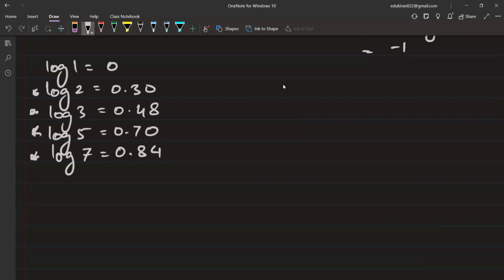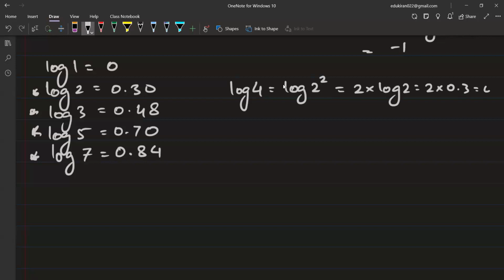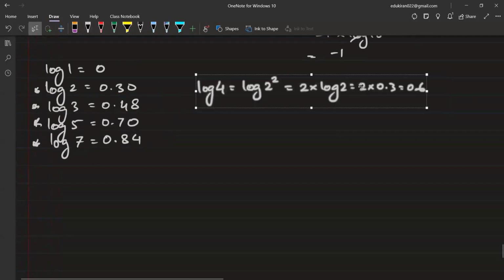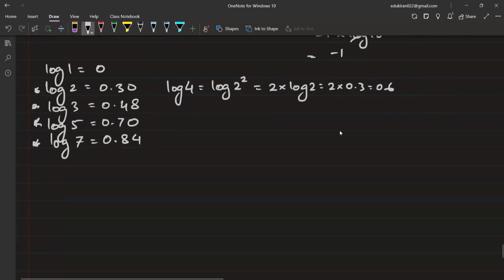बाकी आप लॉग वैल्यूज इससे डिराइव कर सकते हैं. फॉर एग्जांपल टेल मी log 4. log 4 को क्या लिख सकते हैं? log of 2 to the power 2. This will be equal to 2 times log 2, which will be equal to 2 times 0.3, which will be equal to 0.6. बात समझ में आ रही है? Yes, sir. ठीक है, log 4 निकल गया.